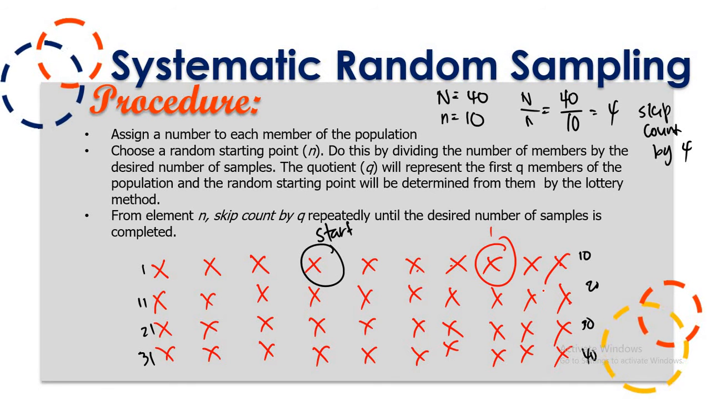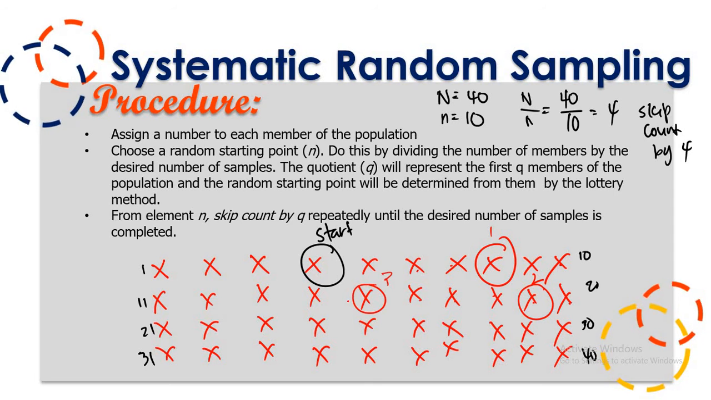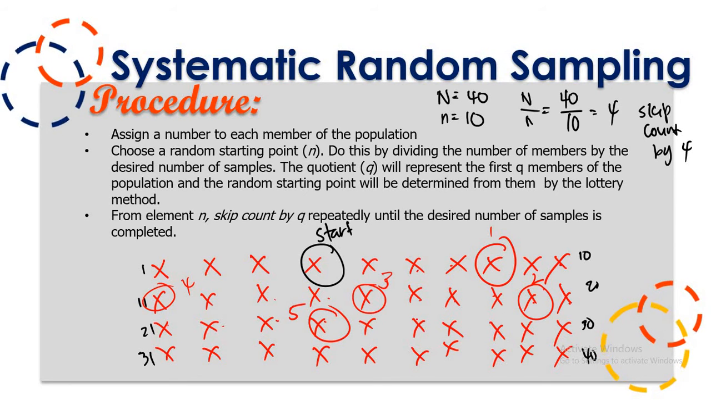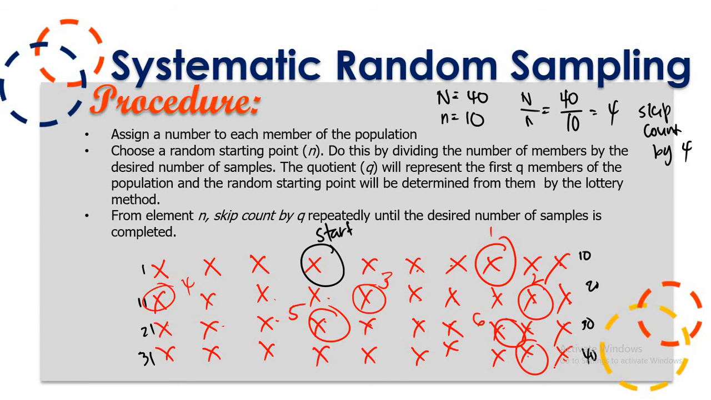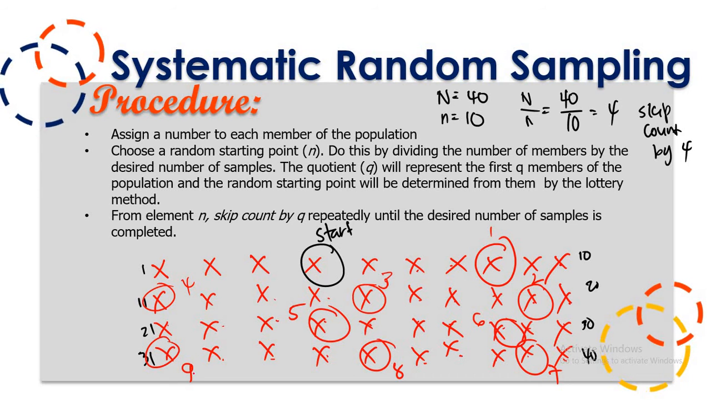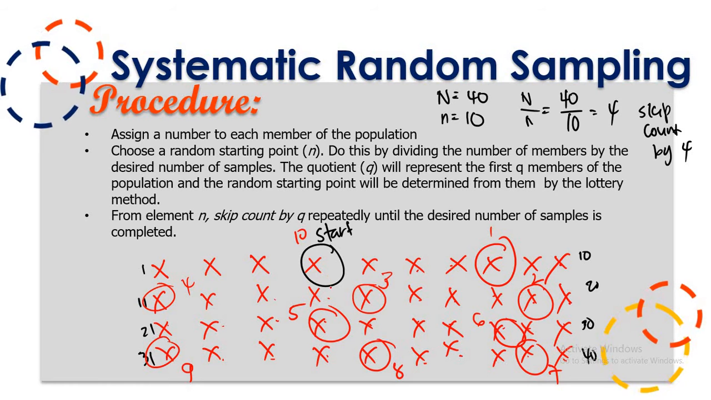1, 2, 3, 4. This is our second sample. Then the third sample, the fourth sample, the fifth, the sixth, the seventh, the eighth, and the ninth sample, each time counting 1, 2, 3, 4. And then we go back. 1, 2, 3, 4. This is the 10th sample.